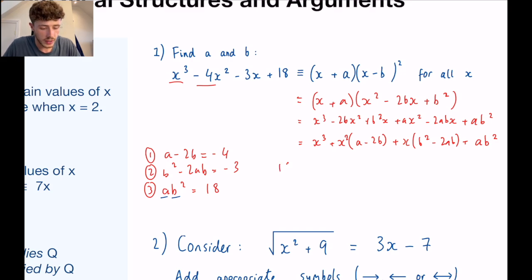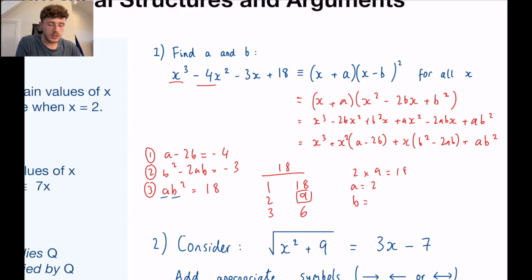Now if you think about the factors of 18, we've got 1 and 18, 2 and 9, 3 and 6, that's it. Now notice the b squared must be a square number, and the only square number in there is 9. Because of this, it must be 2 times 9 equals 18, where the a is 2, and the b squared is 9, so b must equal 3.